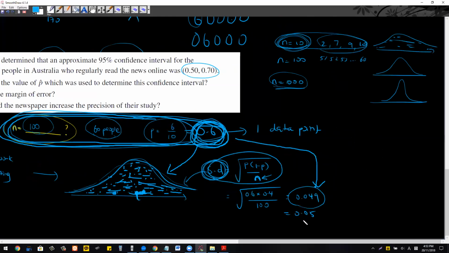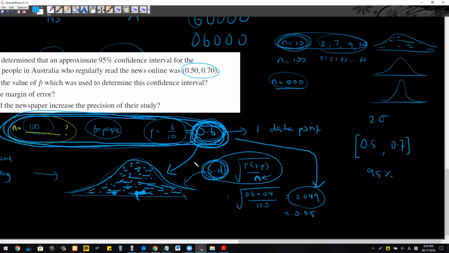So twice this one is 0.1, isn't it? Then I get 0.7. And if I multiply this one by 2 and subtract that from 0.6, then I get 0.5. Is it right? Yep, that's 2 standard deviations. And this is the 95% confidence interval.